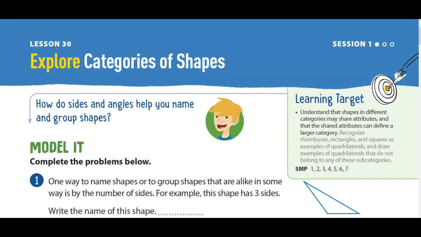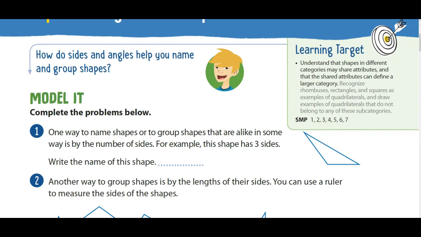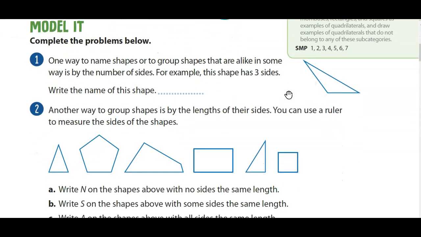All right, guys, this is lesson 30 of our math, session 1. We're going to be categorizing categories of shapes. Okay, so how do sides and angles help you name and group shapes? So let's look at this. It says complete the problems below.